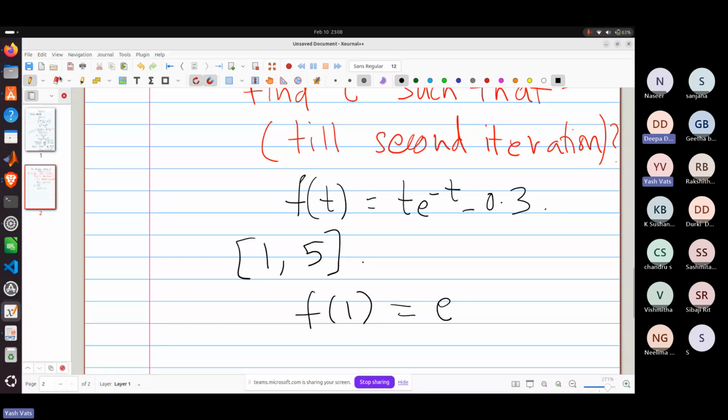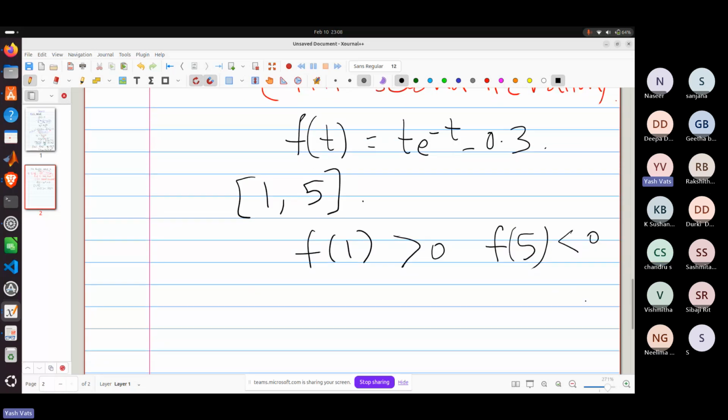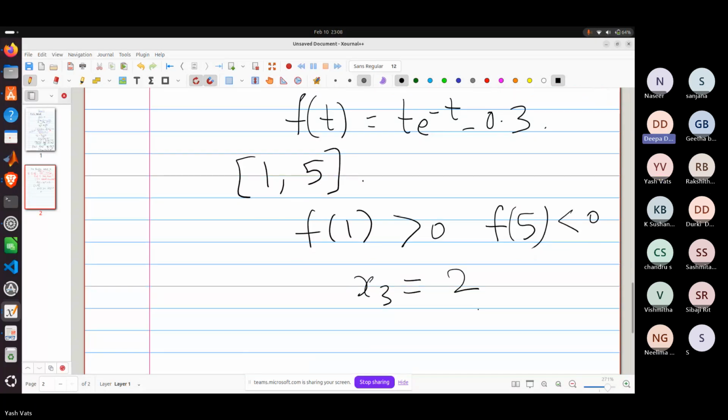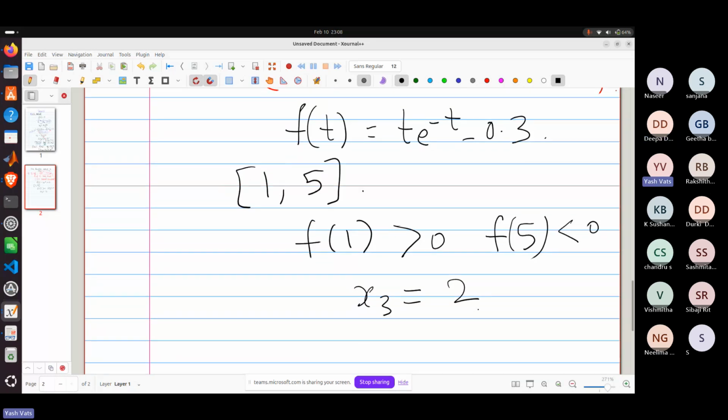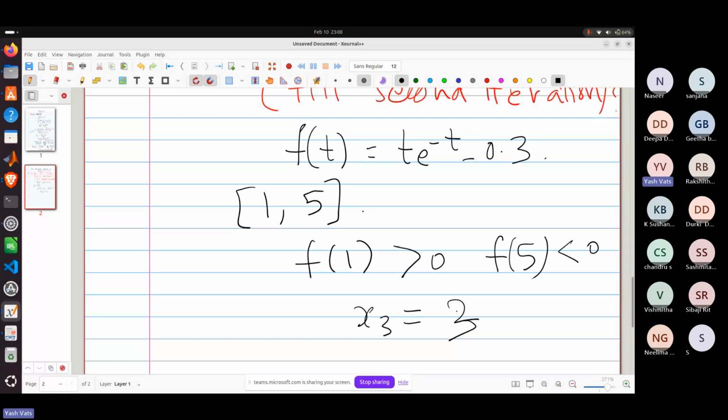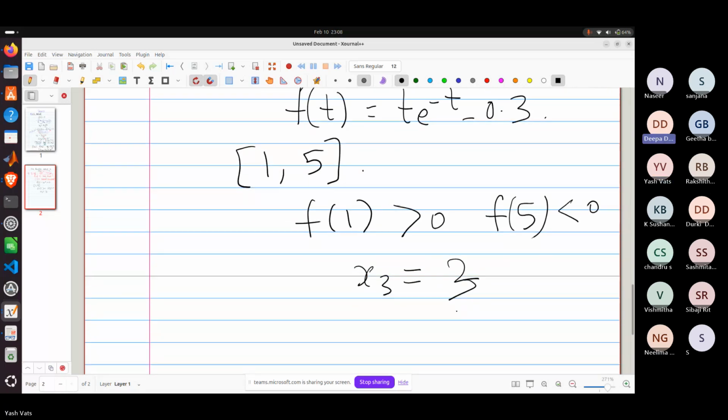All right, so let's do that. And what about f5? It's negative 0.266. F5 is negative. All right, then you have to take x3, which is just 2, right? How come, sir? Oh, sorry, it's 3. Is it? 3, sir. Yes. And now f3 is negative.